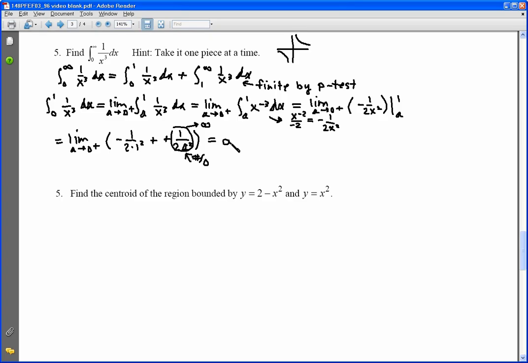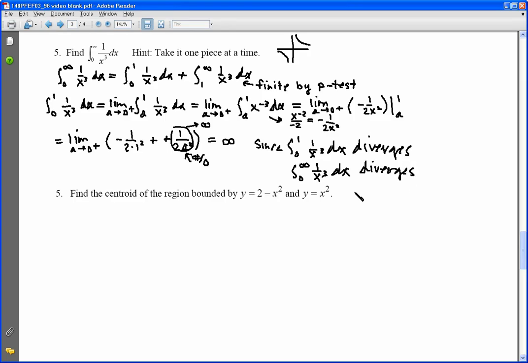This is infinity. So even though this piece was finite by the p-test, since this piece is infinite, the integral diverges. So since the integral from 0 to 1 of 1 over x cubed dx diverges, the whole integral from 0 to infinity of 1 over x cubed dx diverges.